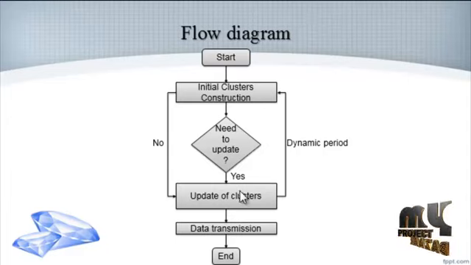So next is the update of clusters. In this section we present the details of the update of clusters procedures in the WCRU algorithm, including the random update method, that is, a dynamic period, the cluster head rotation, and the node sampling rate control schemes.